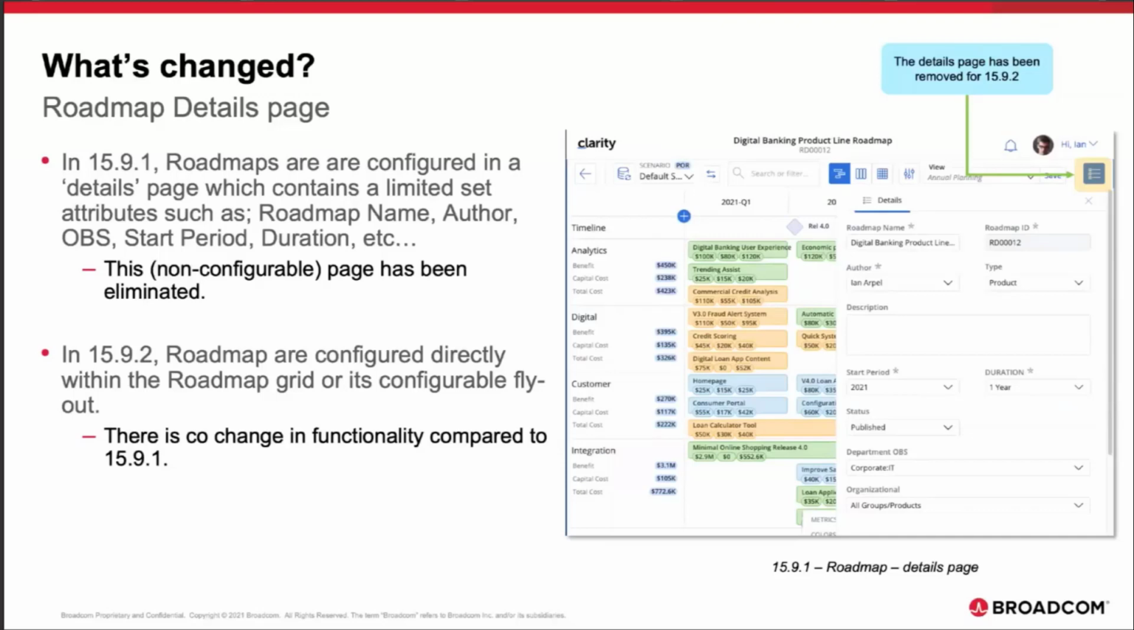In 15.9.2, roadmaps are configured directly from the roadmap grid itself or from its configurable flyout. Essentially, this is no different than what was in place last release. There was just this extra panel here. So there's really no change in functionality compared to 15.9.1 other than this page being eliminated. In the end, this change should not impact users because the roadmap grid and its configurable details flyout have been available for a few releases now.